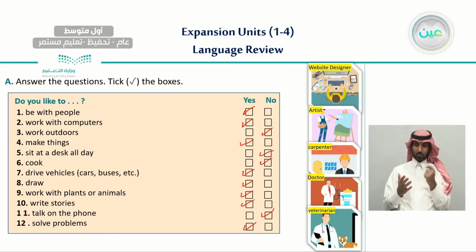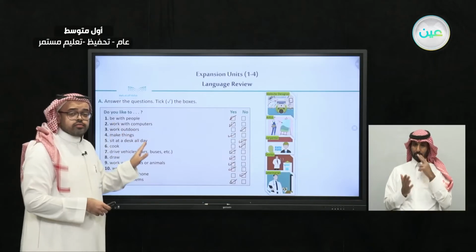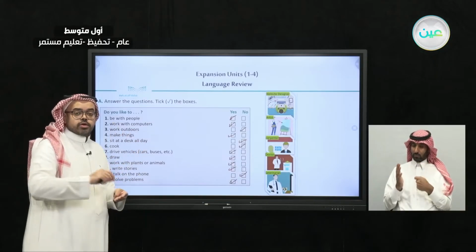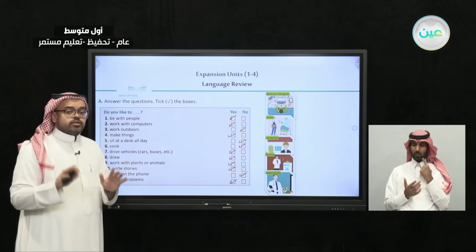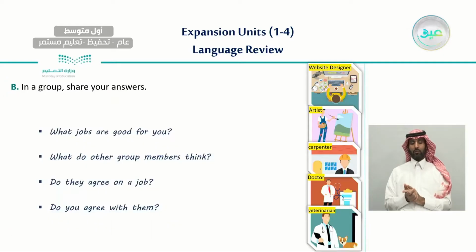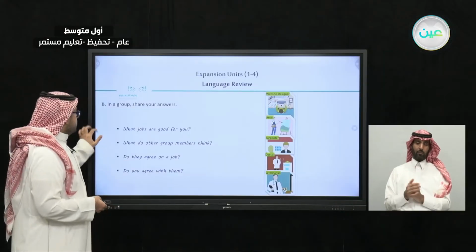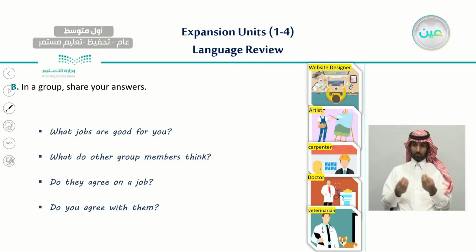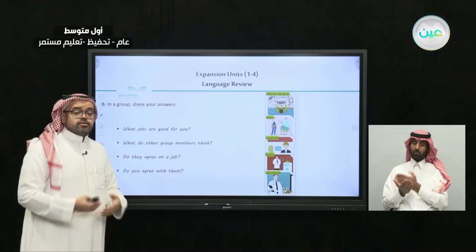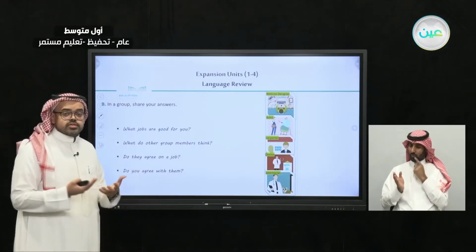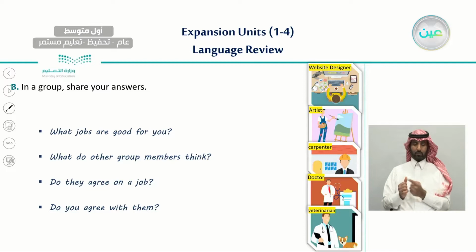So here, you can have similar answers to this. You can just read these phrases and put a check mark on the things that you like to do. Okay? And why is this? Because when you finish, now we'll move on to the other step, which is, in a group, try to share your answers. Try to share your answers, and when you do, try to answer these questions. The first one is, what jobs are good for you?